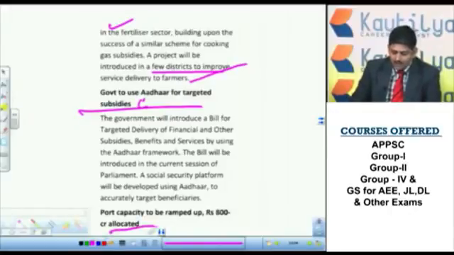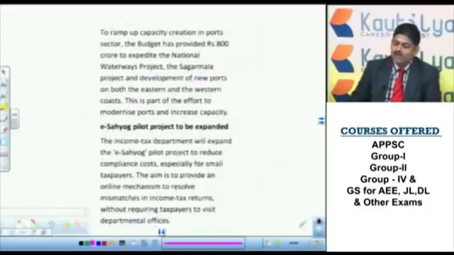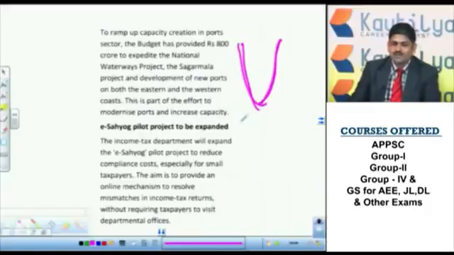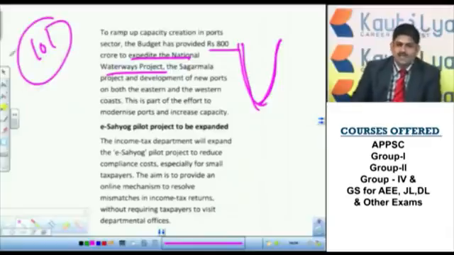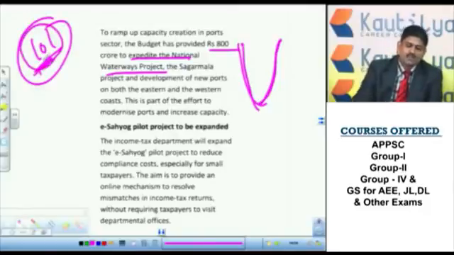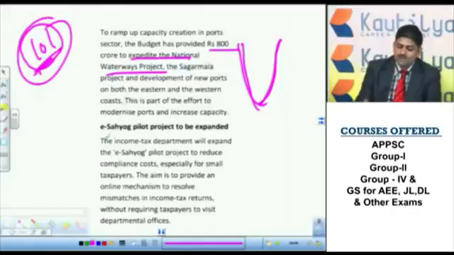Next, in order to increase port capacity, 800 crore is allocated. It is a benefit for the port cities. There are 9 port cities in India on the mainland, and other ports in the island regions. However, 800 crore is to expedite the national waterways project. There are a total of 101 inland waterways in India. The Lok Sabha already passed the bill in order to link these 101 inland waterways. To expedite this project, 800 crore was allocated.